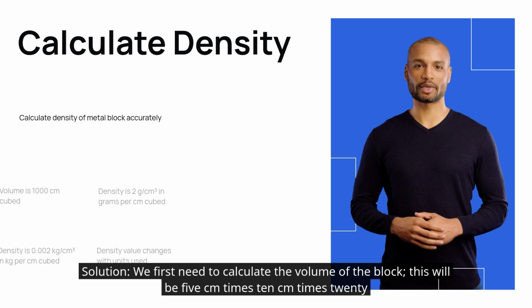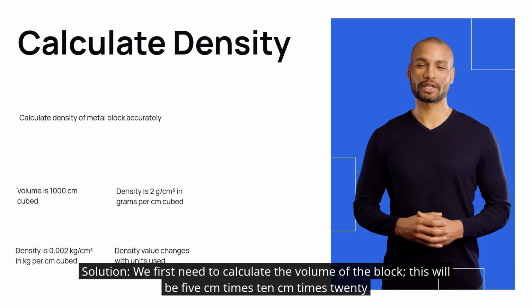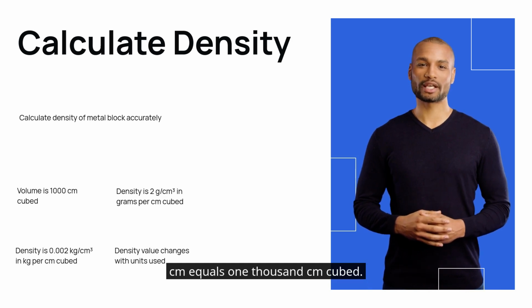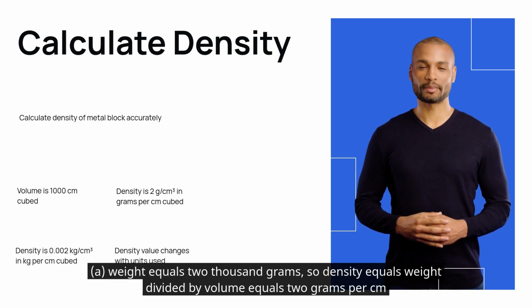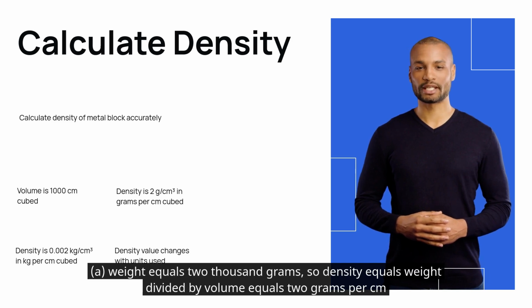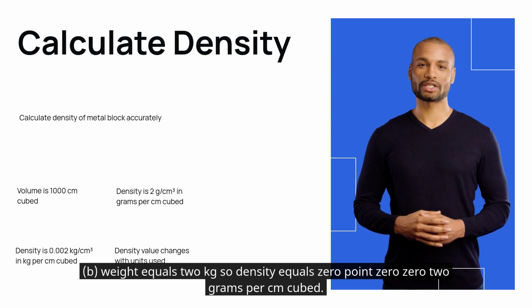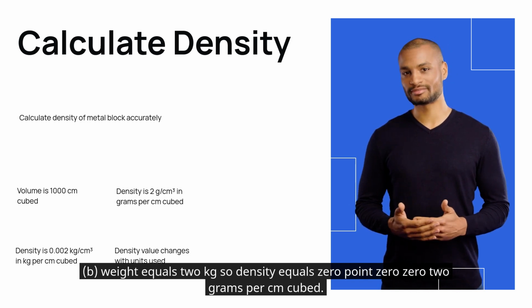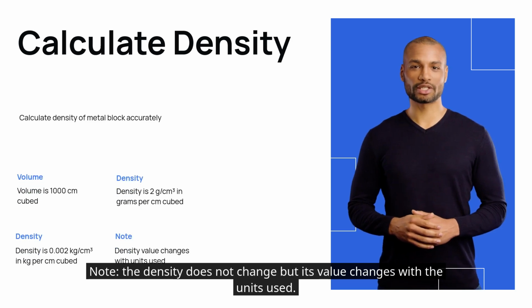We first need to calculate the volume of the block. This will be 5 cm times 10 cm times 20 cm equals 1,000 cm cubed. A. Weight equals 2,000 grams, so density equals weight divided by volume equals 2 grams per centimeter cubed. B. Weight equals 2 kg, so density equals 0.002 kg per centimeter cubed. Note, the density does not change, but its value changes with the units used.